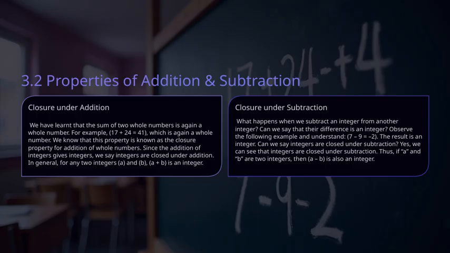Now, moving on to subtraction. What happens when we subtract one integer from another? Let's look at an example. 7 minus 9 equals -2. Notice that the result is still an integer. This shows us that integers are also closed under subtraction. So, if a and b are two integers, then their difference, a minus b, will always be an integer.